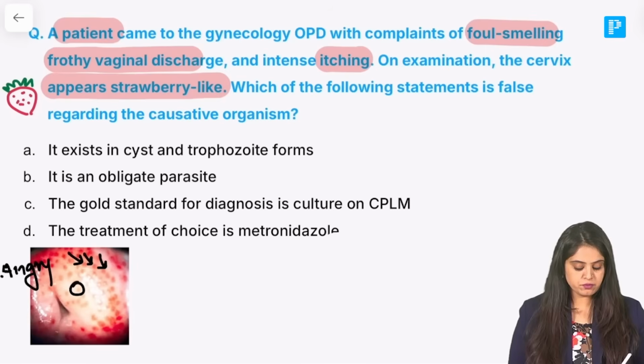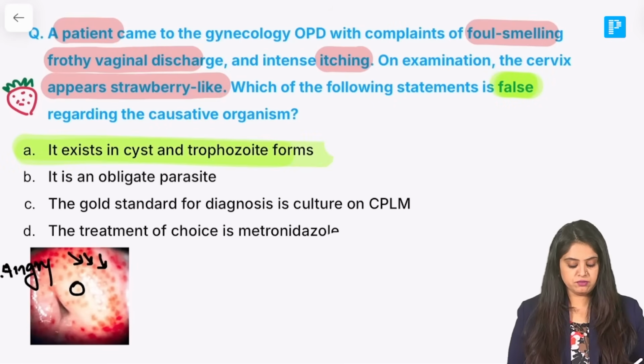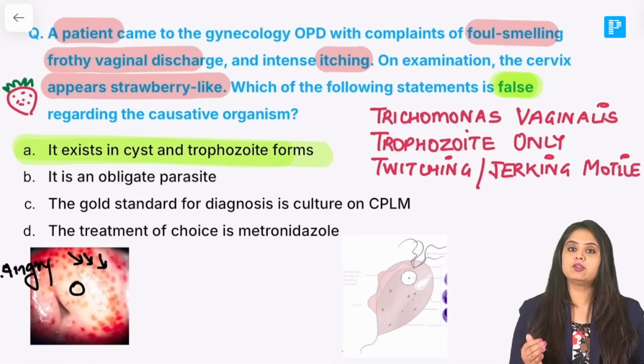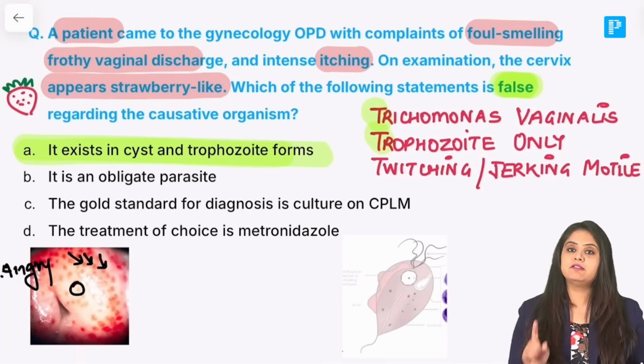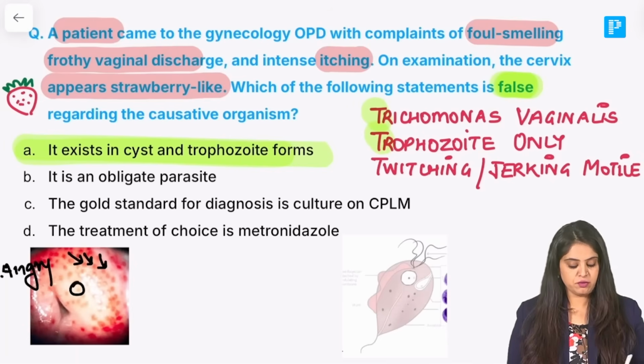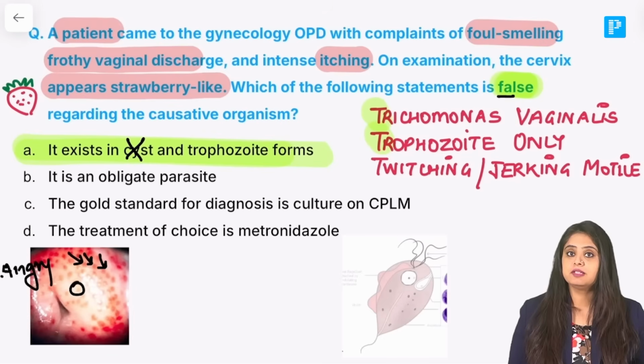Now they've asked you which of the following statements is false, and the false one of course is the first one, because we know that Trichomonas vaginalis follows the TTT rule, which means Trichomonas is going to have only one form, and that is trophozoite. It does not have any cyst form, so the cyst form mentioned over here totally becomes false, and that is the answer over here. And this trophozoite, I've got you a picture just in case they give you a photo.